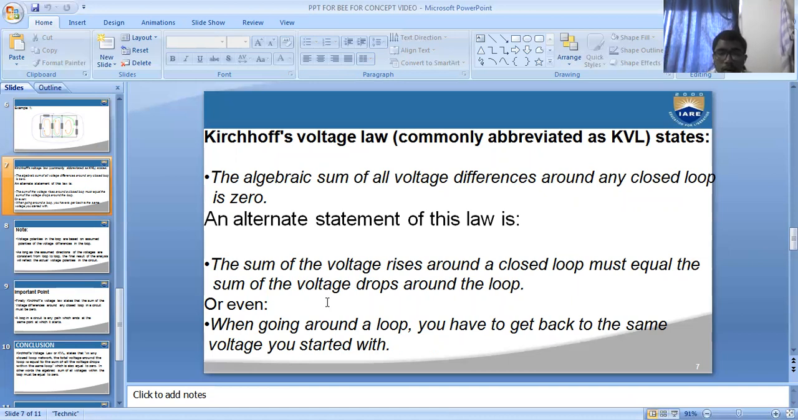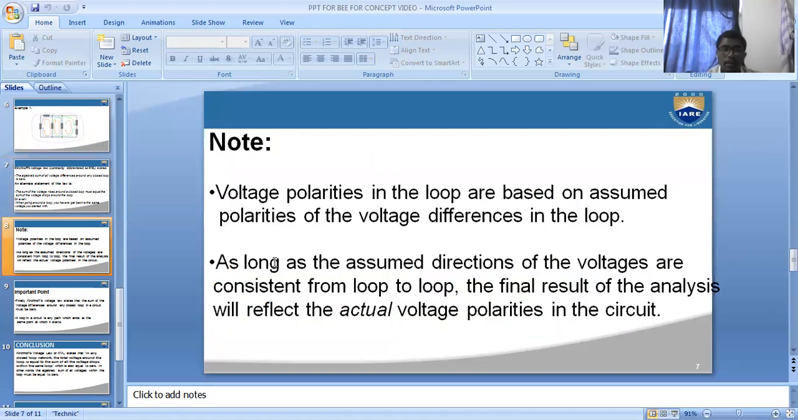When we go around a loop, you have to get back to the same voltage you started with. What rises must drop, and those things should be equal. Then only will Kirchhoff voltage law work out. Then we have a note here.